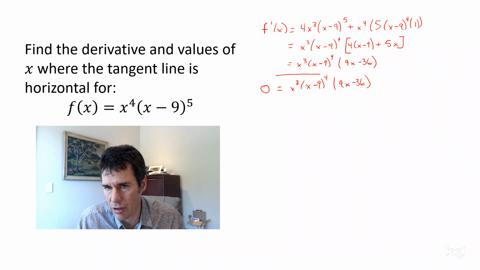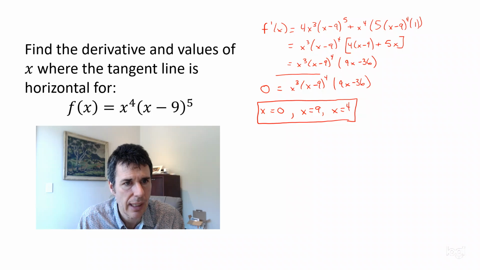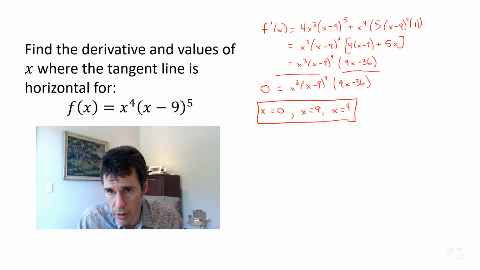And so this is 0 when one of these terms is 0. So this is going to be 0 when x equals 0, or x equals 9, or x equals 4. So if I think about this function, the tangent line to this function is horizontal when x equals 0, x equals 9, and x equals 4. The derivative is equal to x cubed times x minus 9 to the fourth times 9x minus 36.